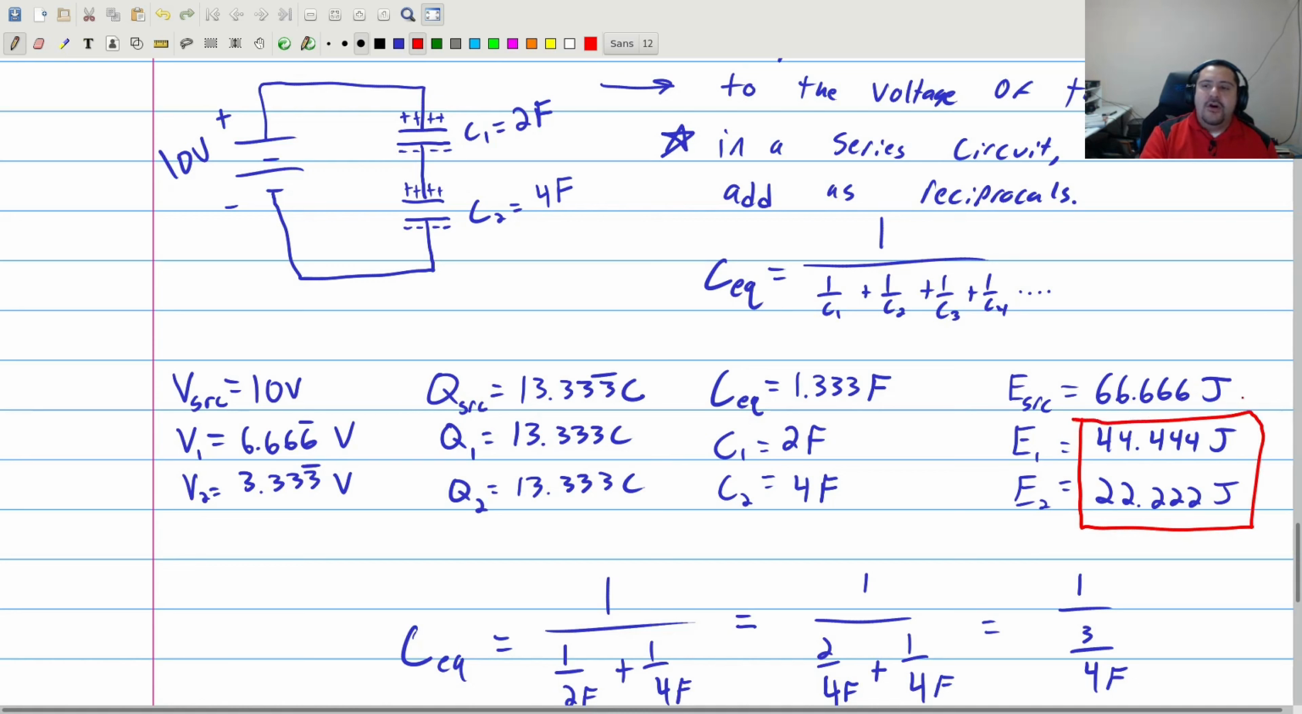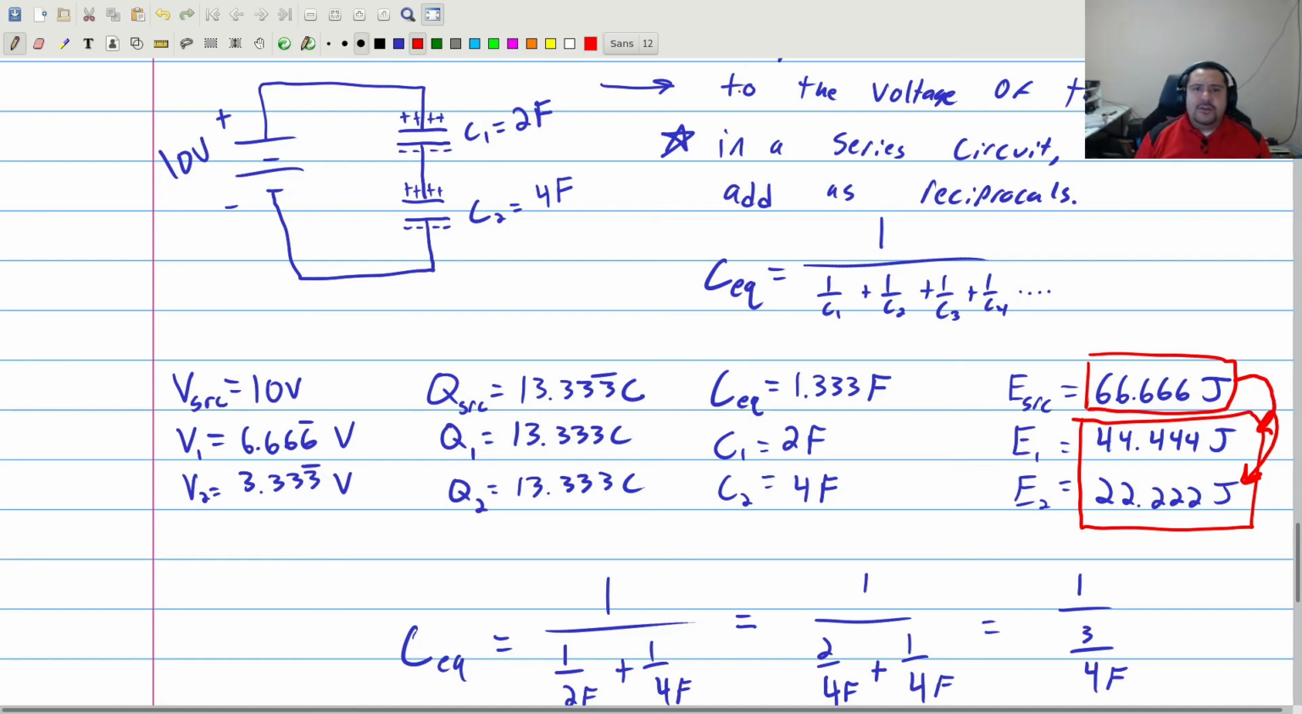And you will notice here, the same thing is true in both parallel and series circuits. These two always must add up to the energy that is provided by the source. Again, law of conservation of energy. The energy flows out of this one and into these two capacitors to be stored.